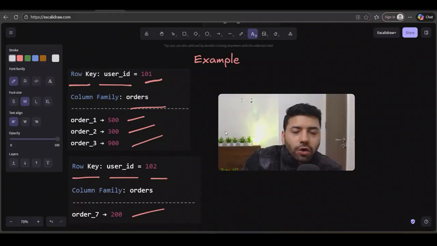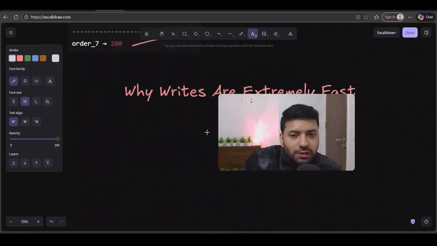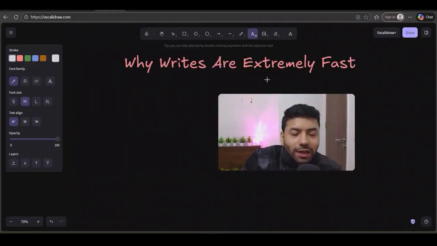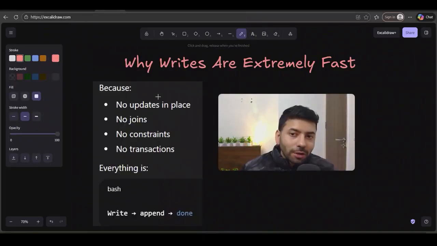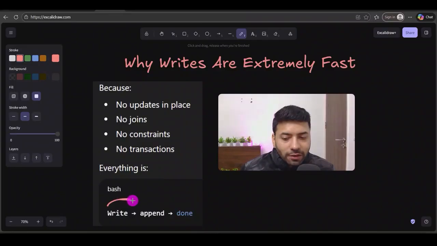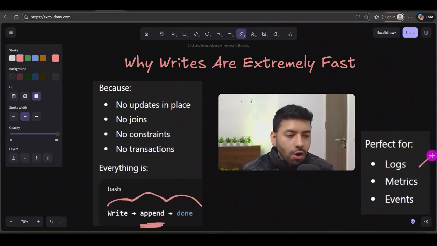Now earlier we mentioned that wide column databases have high write throughput. So let's try to understand why writes are extremely fast in a wide column database. Because there are no updates in place, no joins, no constraints, no transactions. Everything is write, append and done. So basically you are appending things, and that's why it's perfect for logs, metrics and events.